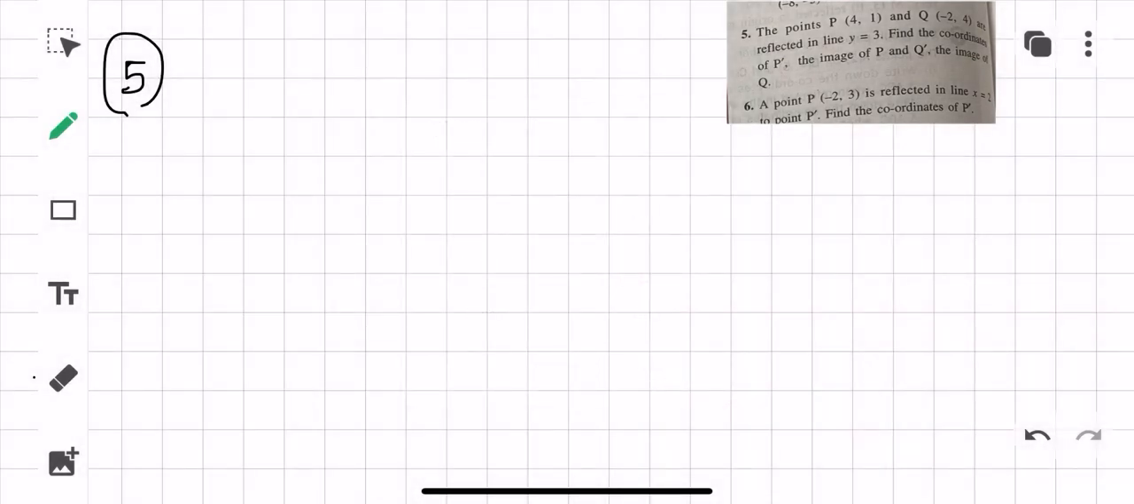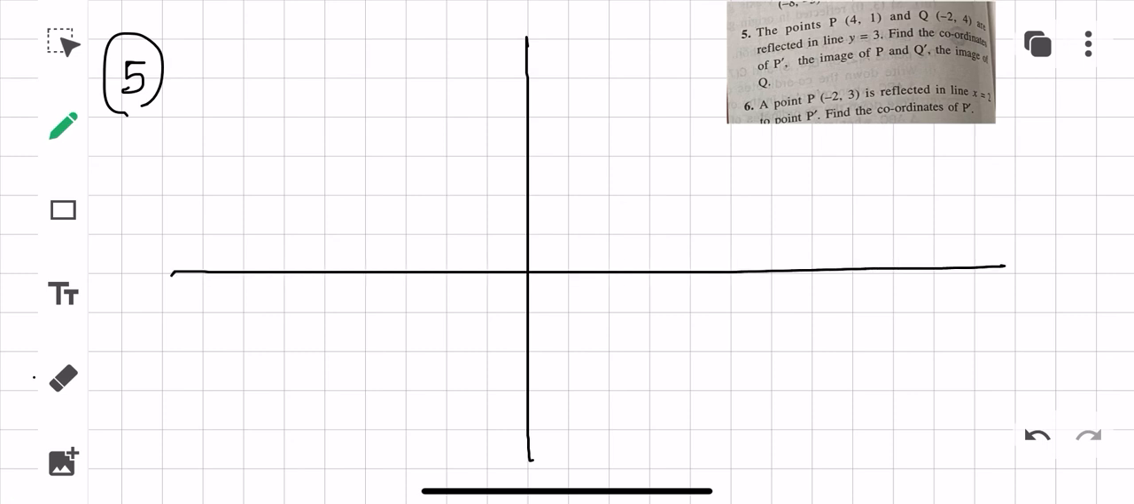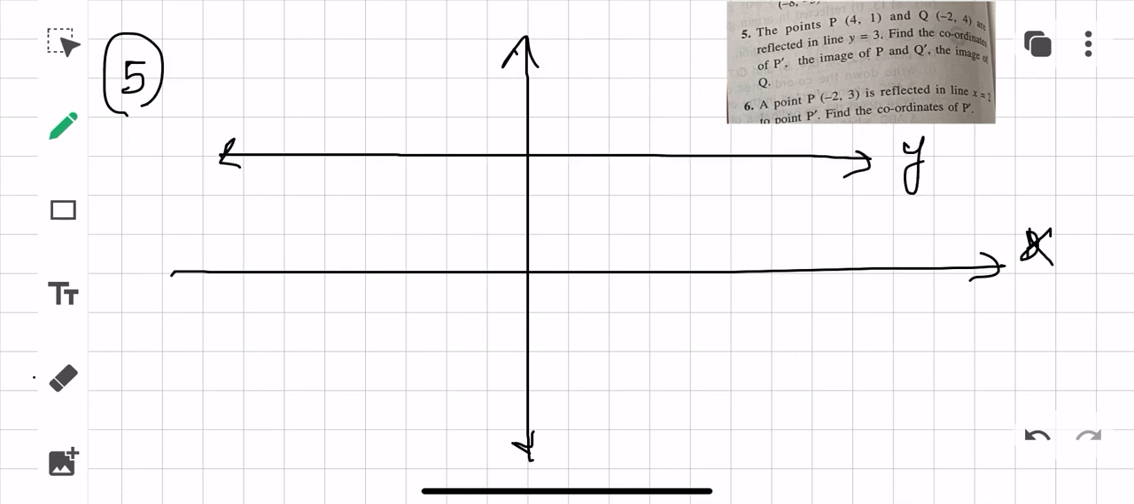First of all, you have to plot the line for this. Even if you are not plotting, children, it is important for you to understand how things are going. Once you understand, then you can easily mark it out. So this is my normal Cartesian plane, and this is my x-axis. If they are saying that points are reflected in the line y is equal to 3, then for y is equal to 3, what is my line? This will be my line, the one which is parallel to the x-axis. So this is my line y is equal to 3.